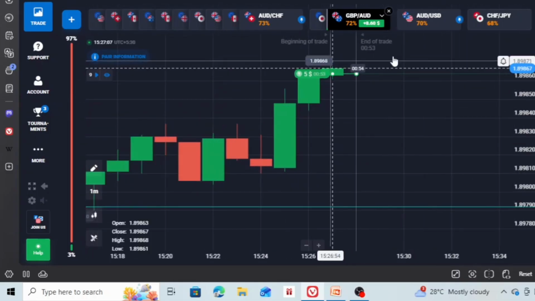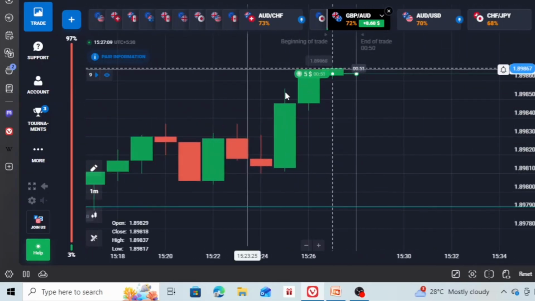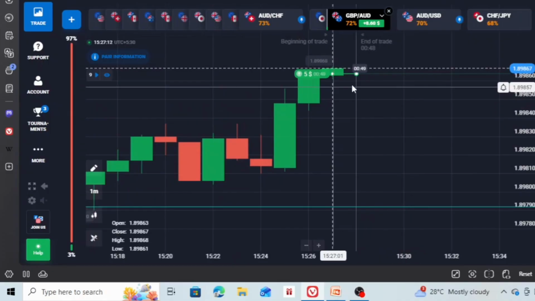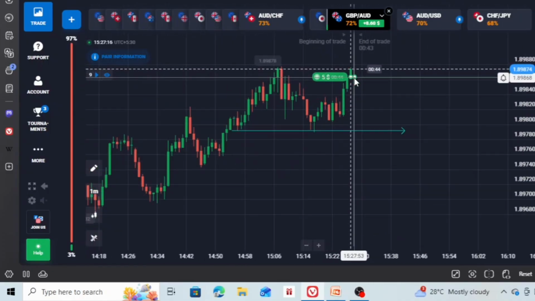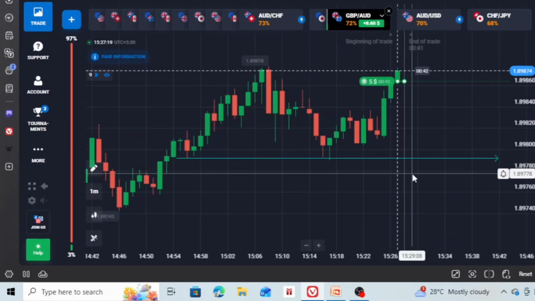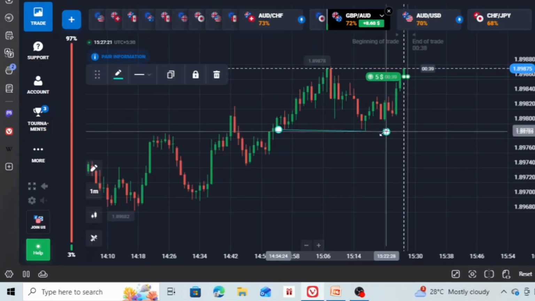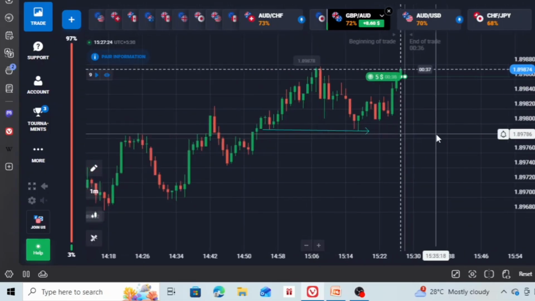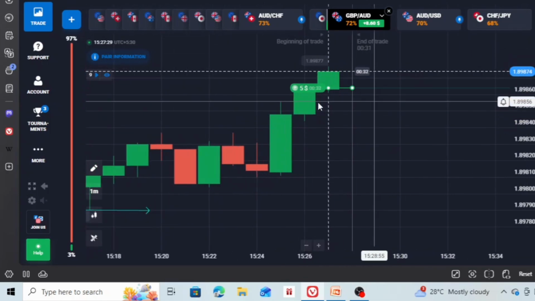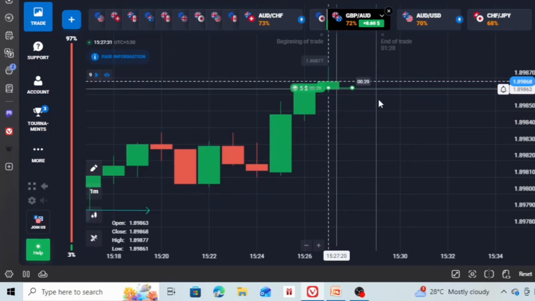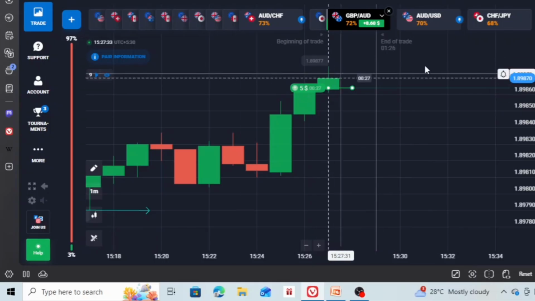So we have placed our trade in the upper direction here. This will be the last trade. Let's see if it goes in our favor. After this trade, I will explain the logic behind it. So let's wait for the closing of this particular running candle.